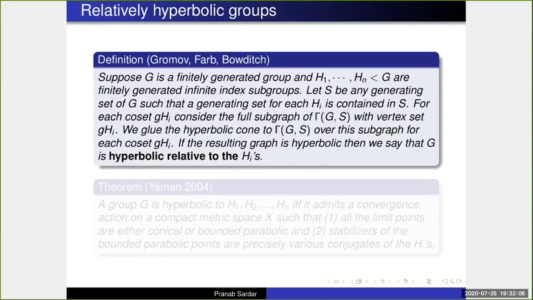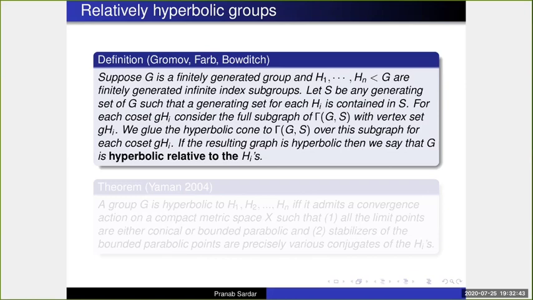Now on each coset gHi, I construct a hyperbolic cone. The idea is that these Hi's are like non-hyperbolic pieces, preventing G from being hyperbolic. So we destroy the non-hyperbolicity there by constructing a hyperbolic cone over each coset gHi. The definition is that if, after gluing these hyperbolic cones to the Cayley graph of G, the resulting graph is hyperbolic, then we say that G is hyperbolic relative to the Hi.